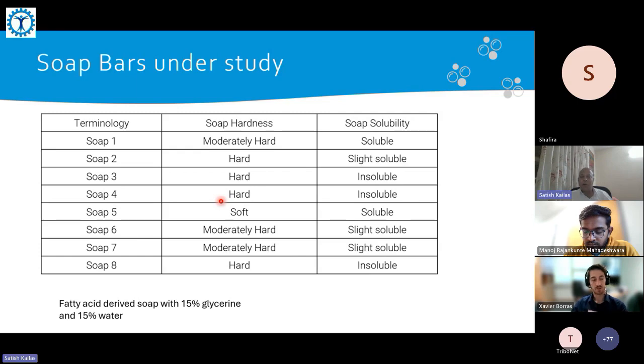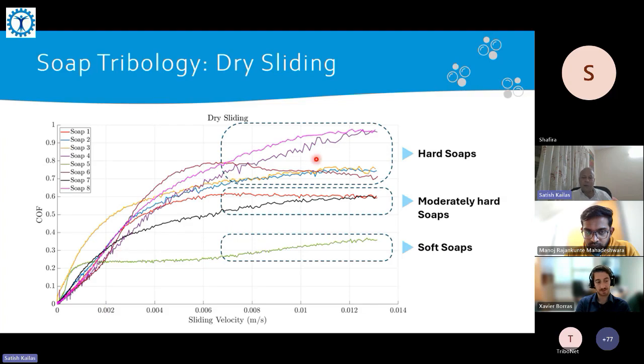So we also then said, why don't we try other things? So we made different kinds of soaps. Soap 1 to soap 5 are basically made with fatty acids of different kinds. Soap 6, 7, and 8 are a mixture of these fatty acids. And then we measured the hardness of the soap, from moderately hard to hard soaps we made. Soap solubility ranged from insoluble to very soluble. And this one had 15% glycerin and 15% water in the soaps. And you can see that this machine is able to differentiate between soaps.